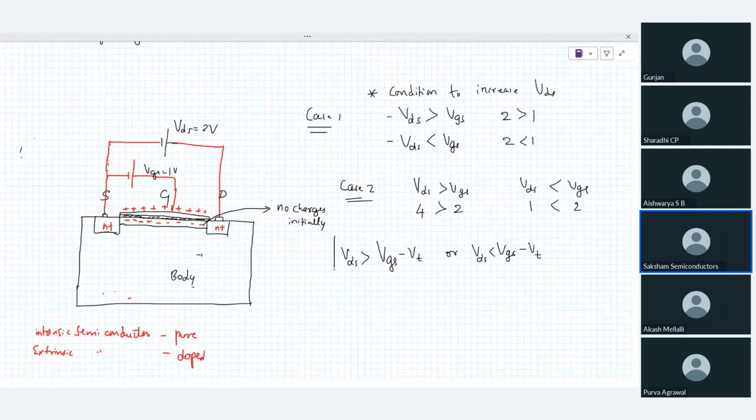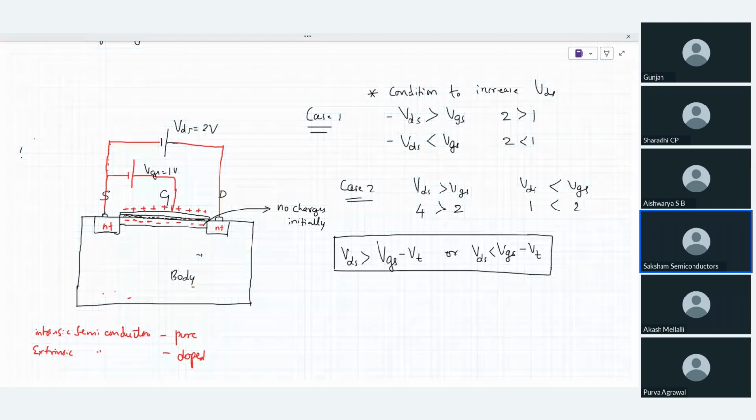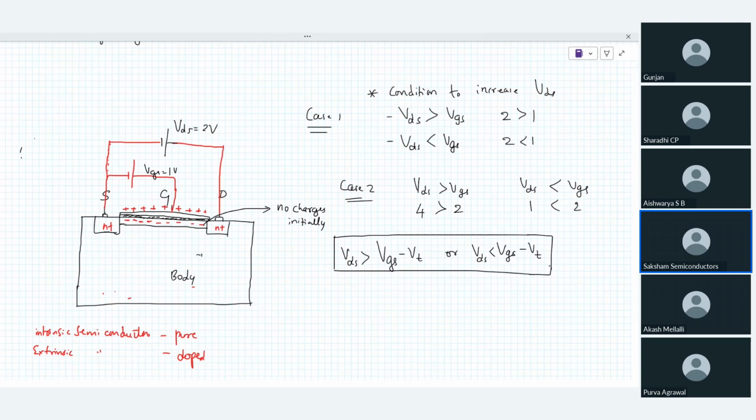These two are the conditions which are going to define your current flowing capability, and these are the two conditions which are also going to define your region of operation. Here I have not taken VT for simplicity purpose. Here I have included VT.